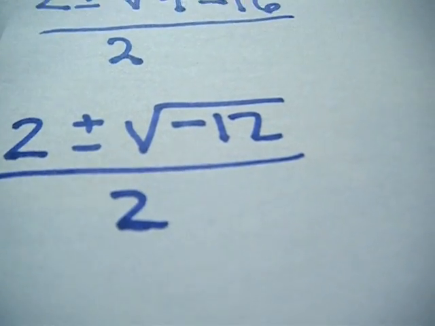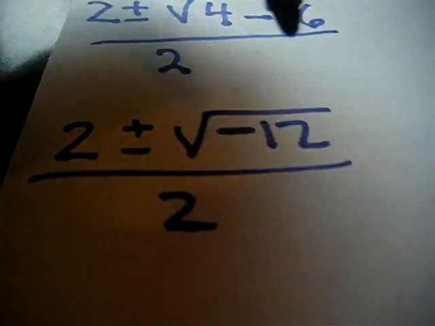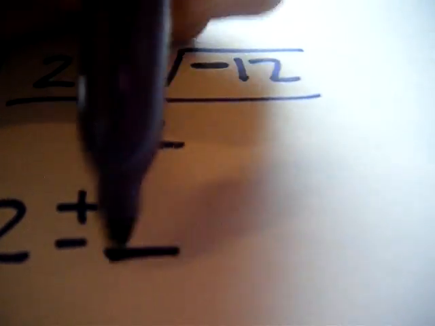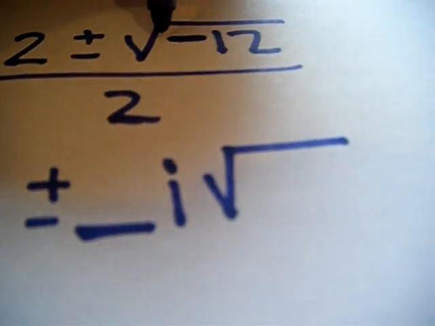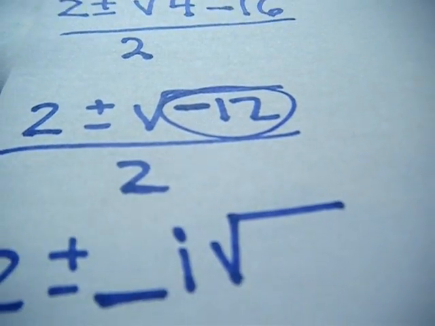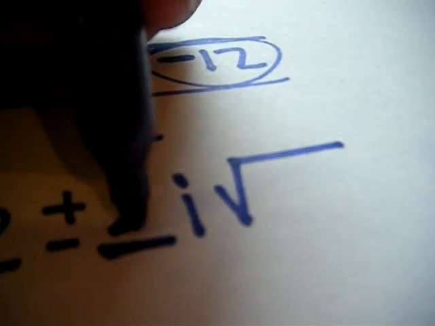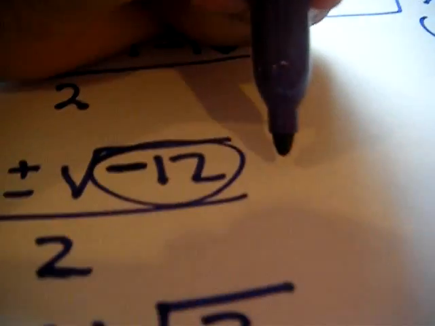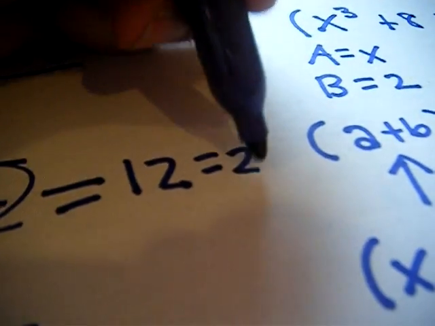Now, the square root of a negative number produces an i. So what we do is we do 2 plus or minus blank i root blank. And so then now we still have to find out what the square root of 12 is. And the square root of 12 is 2 root 3, usually. The square root of 12 is equal to 2 root 3.